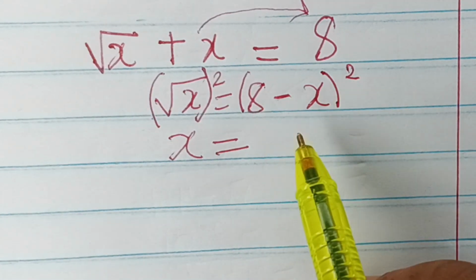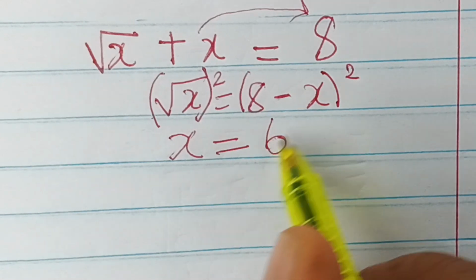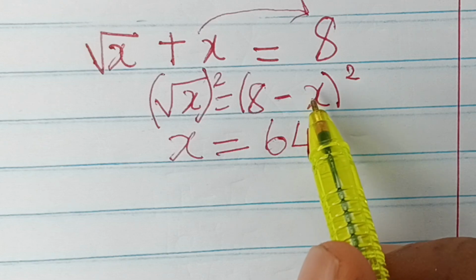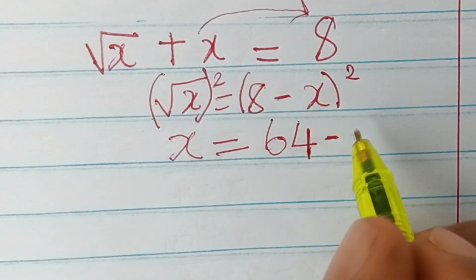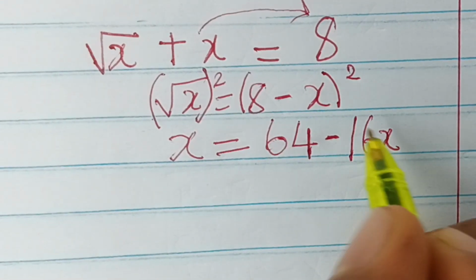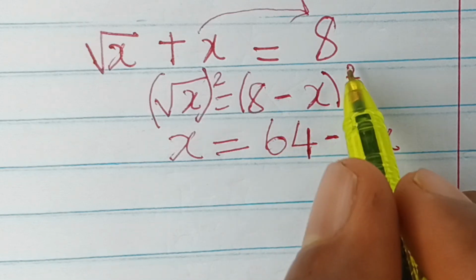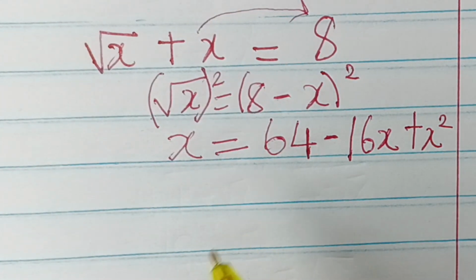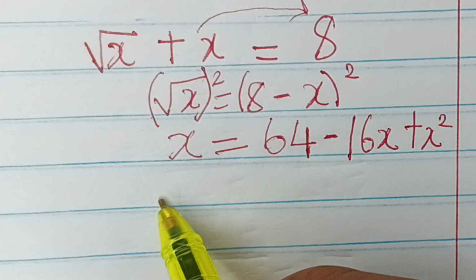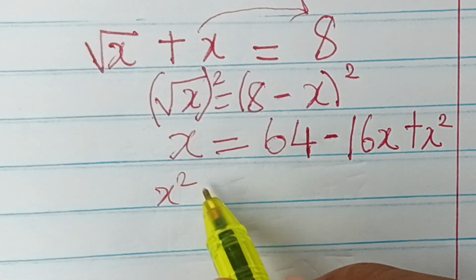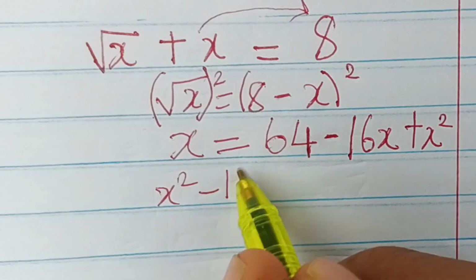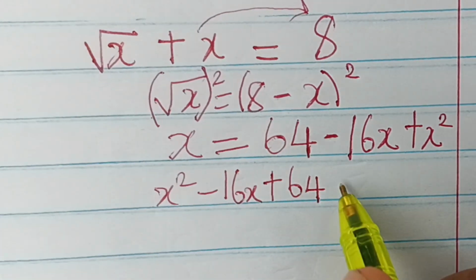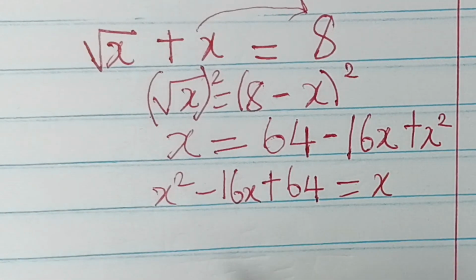Now it's time to expand this. 8 squared is 64, minus 8 times x is 8x, times 2 is 16x, minus x squared is plus x squared. Now, finally, I would have x squared minus 16x plus 64 is equal to x.